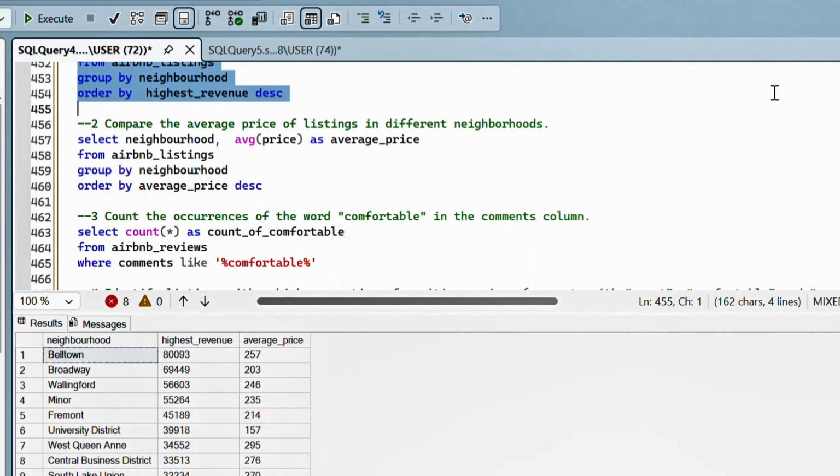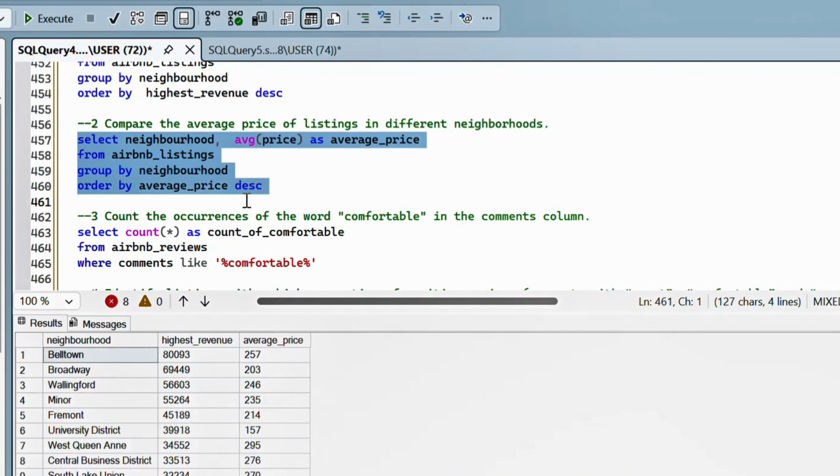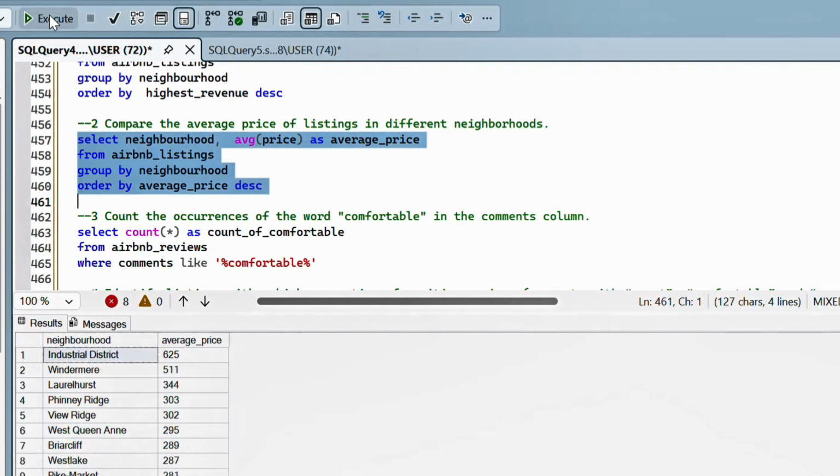Then the second question says compare the average price of listings in different neighborhoods. We have several neighborhoods in this listing. With this query, I selected neighborhood, average price as average price, then grouped it by neighborhood and ordered it in descending order. And here is the outcome. I was able to see the average for all the neighborhoods, about 88 of them. So that is the answer to question 2.